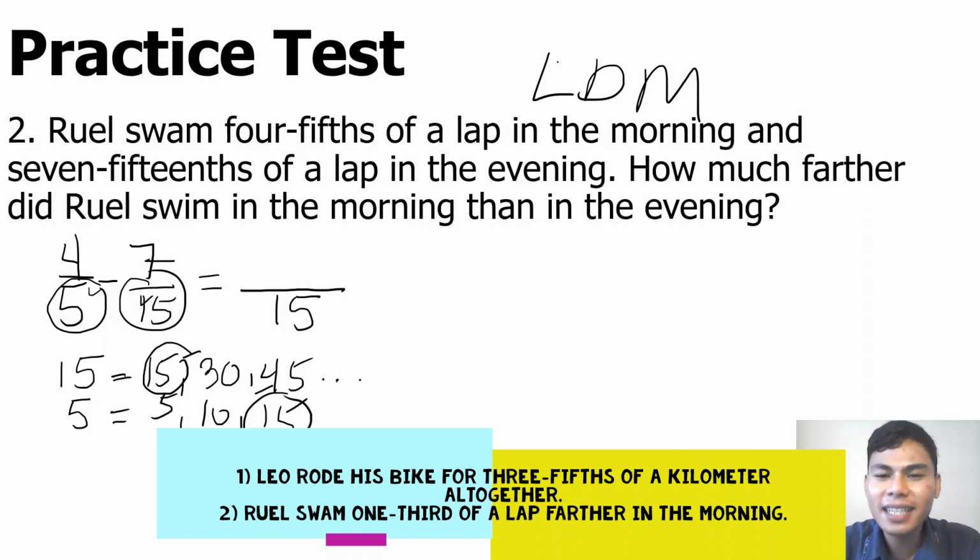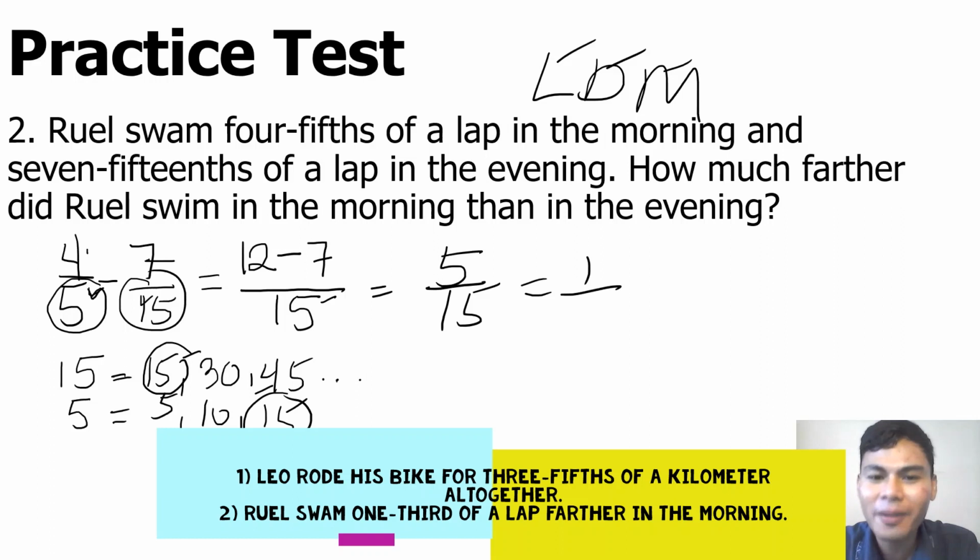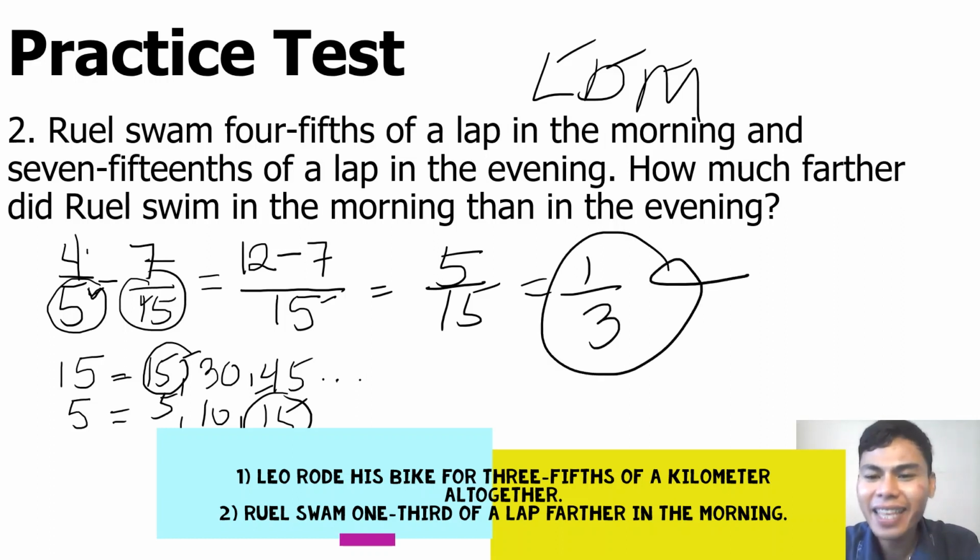LCD, divide sa denominator, multiply sa numerator. So, 15 divided by 5, 3. Times 4, 12. Diba? And we're subtracting. So, minus 15 divided by 15, 1 times 7, 7. Okay? Then, 12 minus 7, 5 over 15. Or, in reduced form, 1/3. And that's it. Ganyan lang po pala ka-basic.